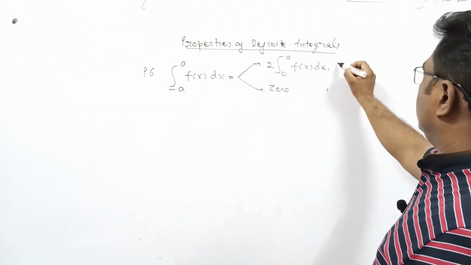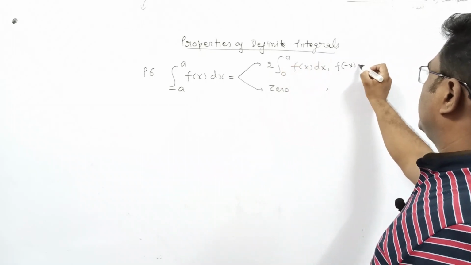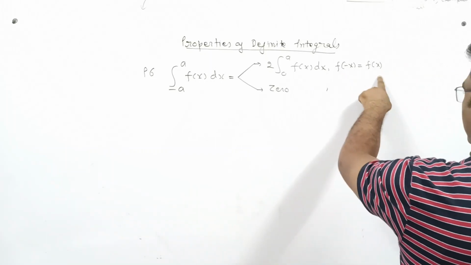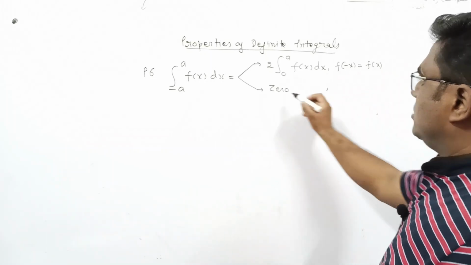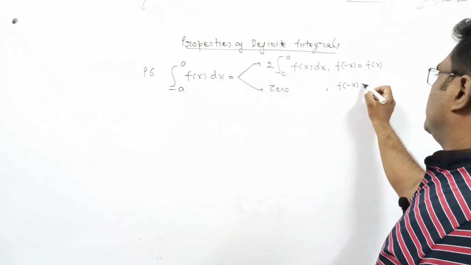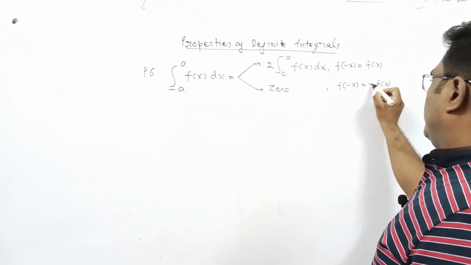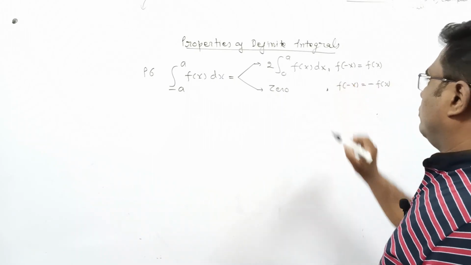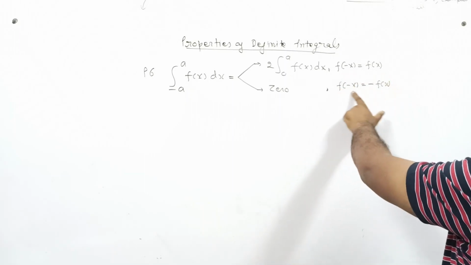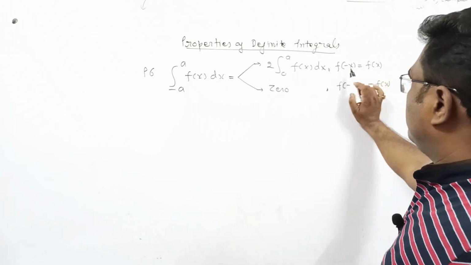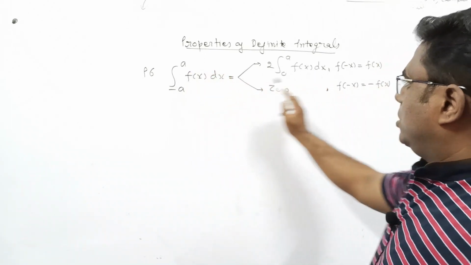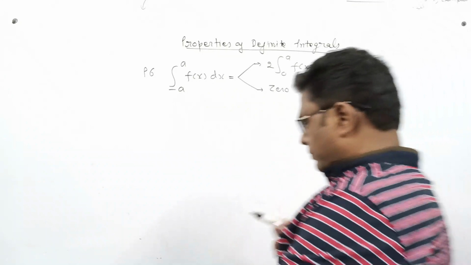This result holds when f(minus x) is equal to f(x), and we know that in this type of situation the function is called an even function. Similarly, its integration will be 0 when f(minus x) is equal to minus f(x), and in this situation we call the function an odd function. So when the function is even, this integration becomes this, and when the function is odd, this integration becomes 0.